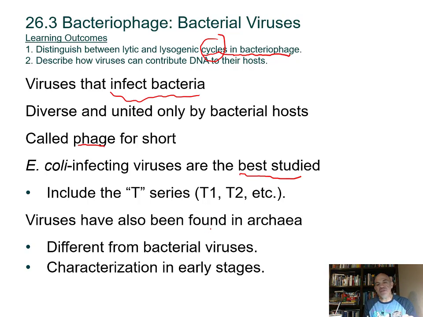The head is icosahedron and the tail is helical shape. They've also found and discovered that the archaea also have their viruses. Remember the archaea, there's two domains for the prokaryotes. There's the bacteria and the archaea. The archaea many times are found in extreme environments. So viruses have been discovered for the archaea, and they're still in the characterization stage for this group of viruses.